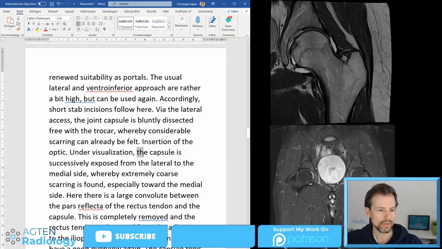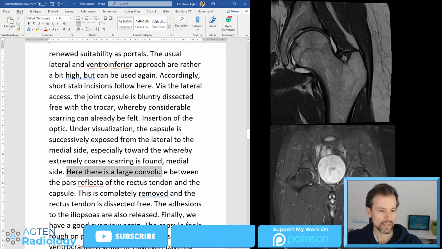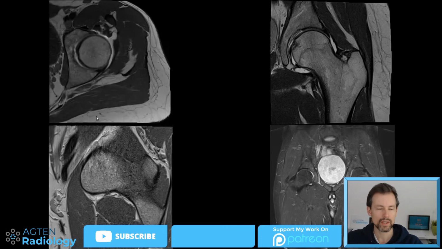And then they go in, they visualize the joint capsule, and there is extremely coarse scarring found, especially on the medial side, medial being the central portion of the joint. And here again is a large convolute between the pars reflexa of the rectus tendon and the joint capsule. This is completely removed and the rectus tendon is dissected free. So we have a similar situation in this patient.